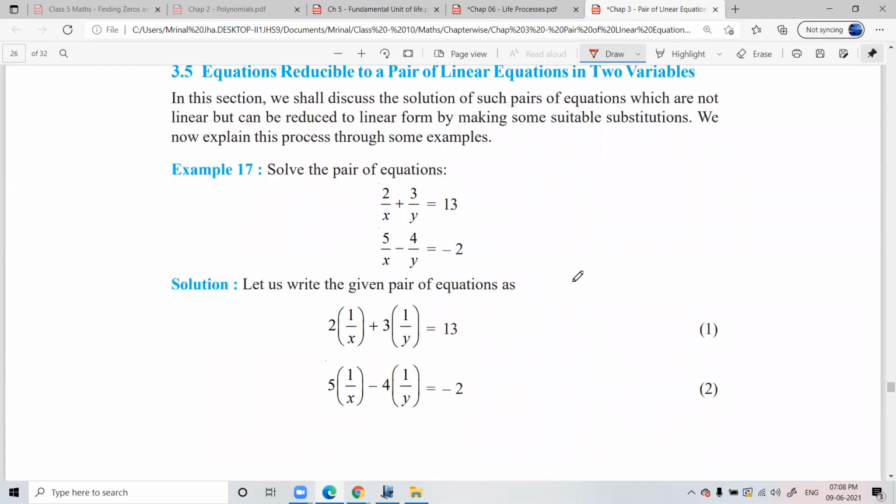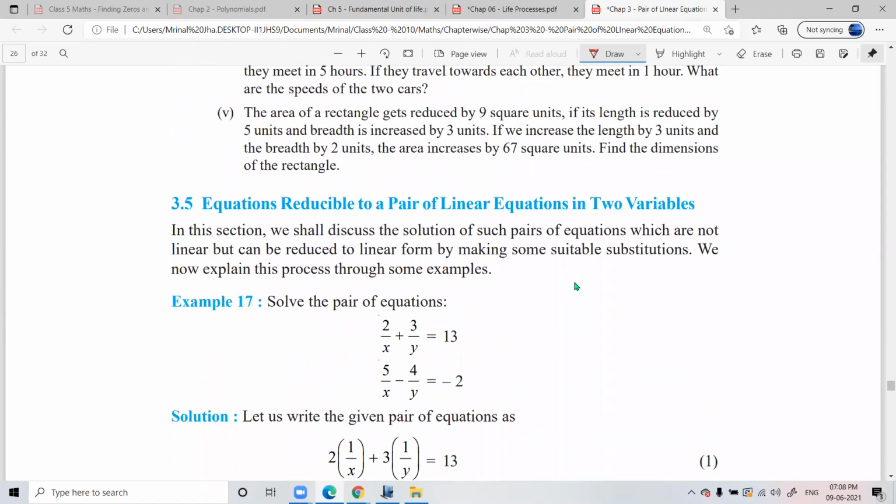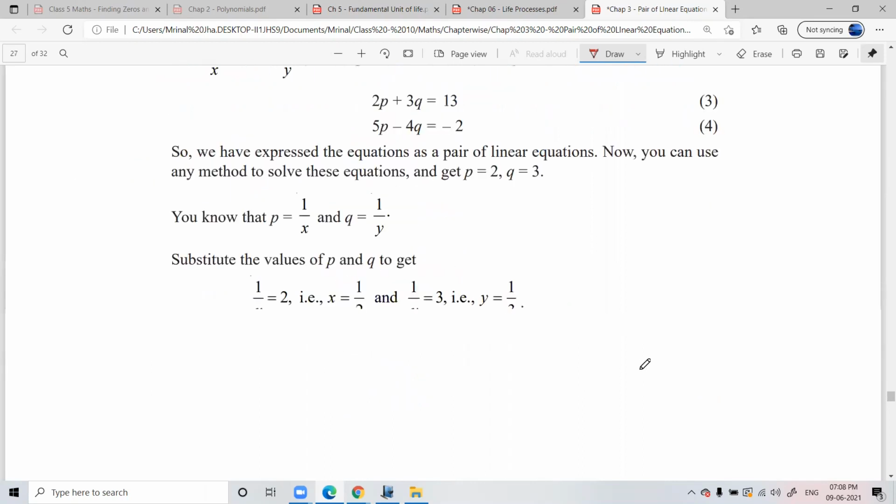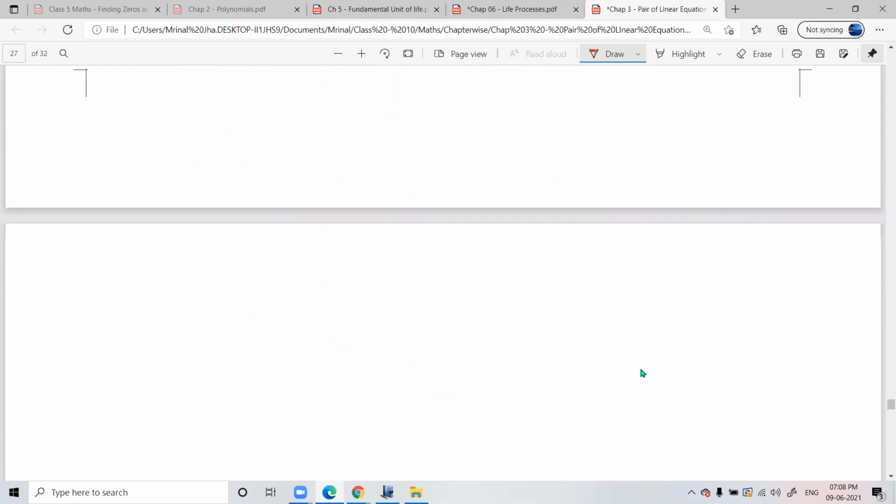Okay. But after this, the next part, here you will see that there are these questions, they are not in the normal form which you have seen so far. You need to bring it to that form and then solve it. Okay, so I'm just going to take this example 17 right now, show you how we can do these questions so that you can start working on them.